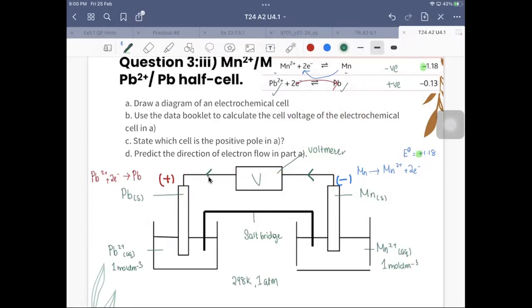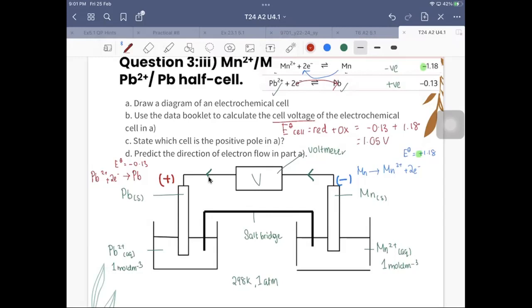E cell, sorry. Pb2+ undergoing reduction to Pb, the E° electrode potential is negative 0.13. Okay, so to find the E cell, we take reduction plus oxidation, which is negative 0.13 plus 1.18, which should come out as 1.05 volt, okay?